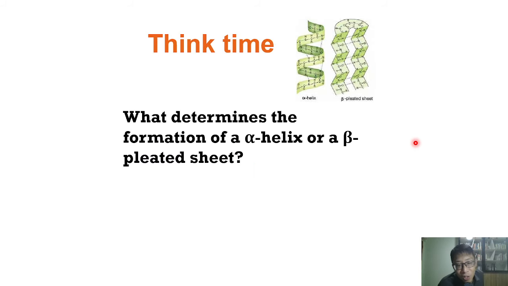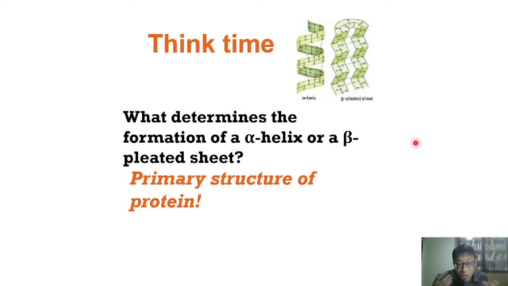Okay, so there's a question in your notes asking you what determines the formation of alpha helix and beta pleated sheet. The answer is the primary structure, because the primary structure determines the folding of the polypeptide. So it determines which part of the polypeptide is folded into an alpha helix, which part is folded into a beta pleated sheet.